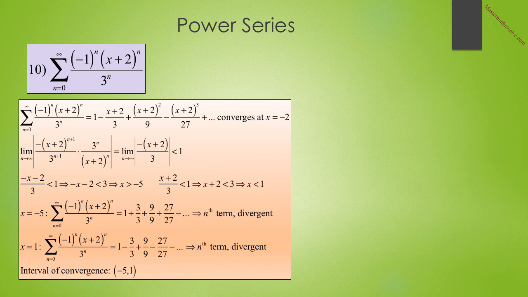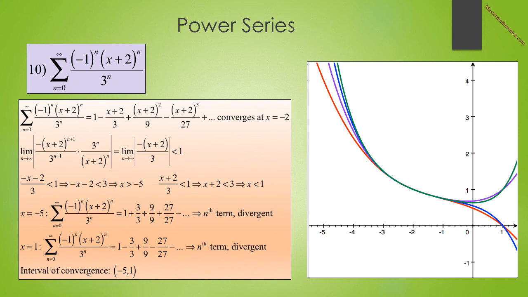Now we need to check the endpoints. When x is negative 5, our series is 1 plus 3 over 3 plus 9 over 9 plus 27 over 27 plus dot dot dot, and that fails the nth term test and is divergent. When x is 1, our series is 1 minus 3 over 3 plus 9 over 9 minus 27 over 27, and again that fails the nth term test and is divergent. So our interval of convergence is the open interval negative 5 to 1.